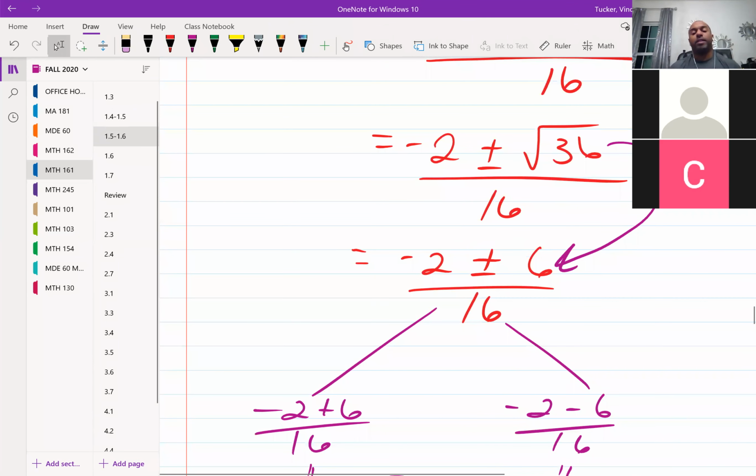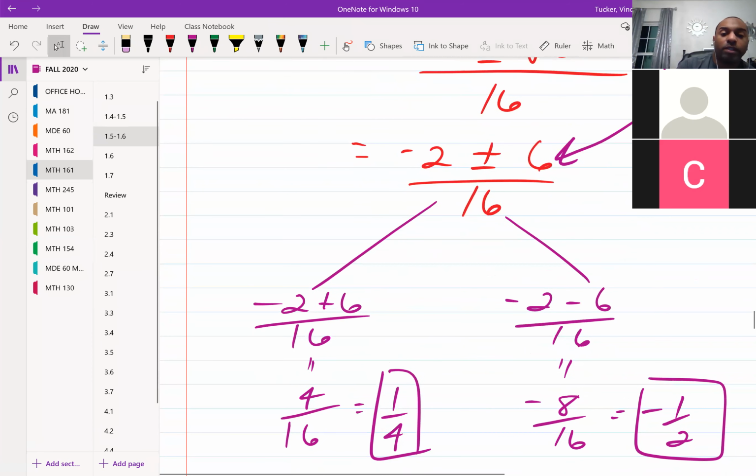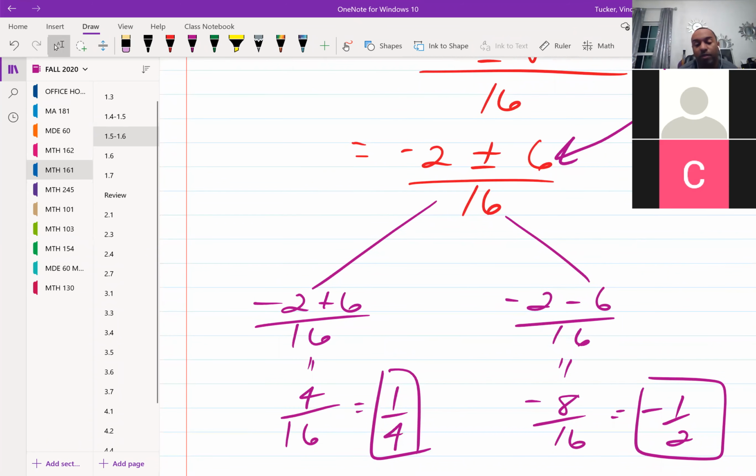And then since I can add 2 and 6 together, nothing stopping me, like imaginary or radicals, I will go ahead and do so. So -2 plus 6 over 16, -2 minus 6 over 16. So the first one would be 4 over 16, which reduces to 1/4. -2 minus 6 would be -8 over 16, which would be -1/2. Questions? Any questions?